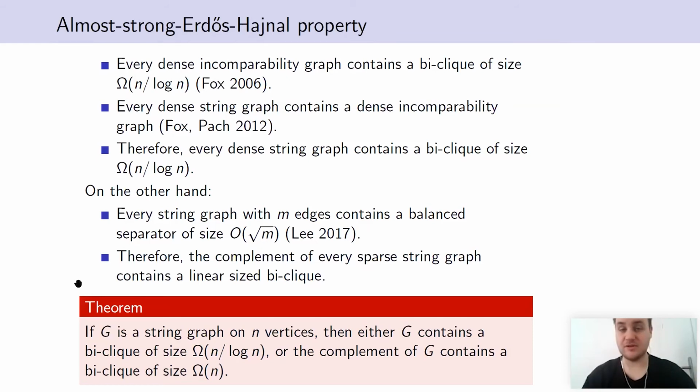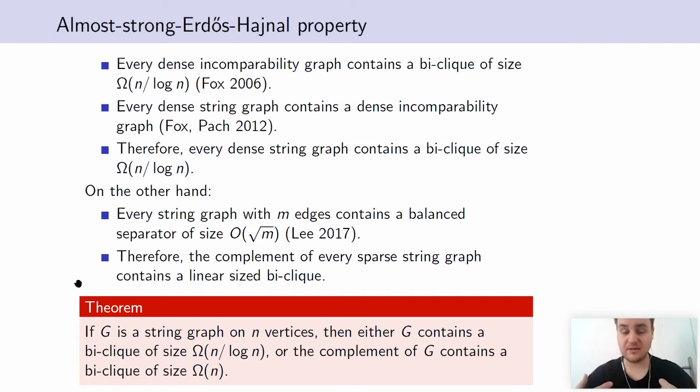Now, putting these two results together, you immediately get this Almost-strong Erdős–Hajnal property, which tells you that if you have a string graph on n vertices, then you can either find an almost linear size bi-clique in G, or you can find a linear size bi-clique in the complement. So this is all very cool, but unfortunately, this theorem is not strong enough to imply the Erdős–Hajnal property. To get the Erdős–Hajnal property, you really need to find linear sized bi-cliques.